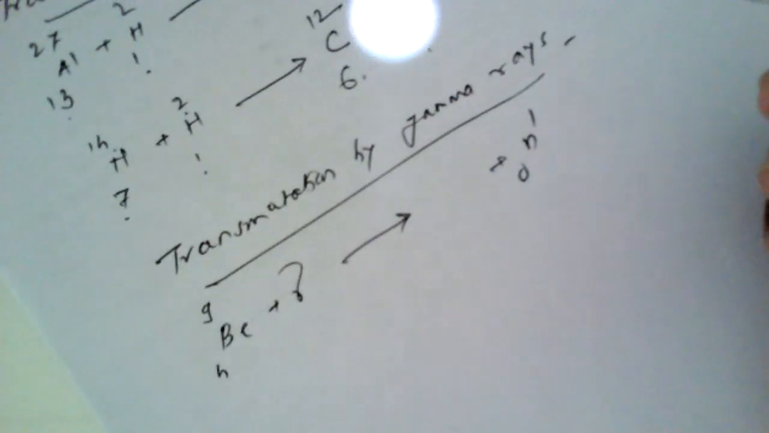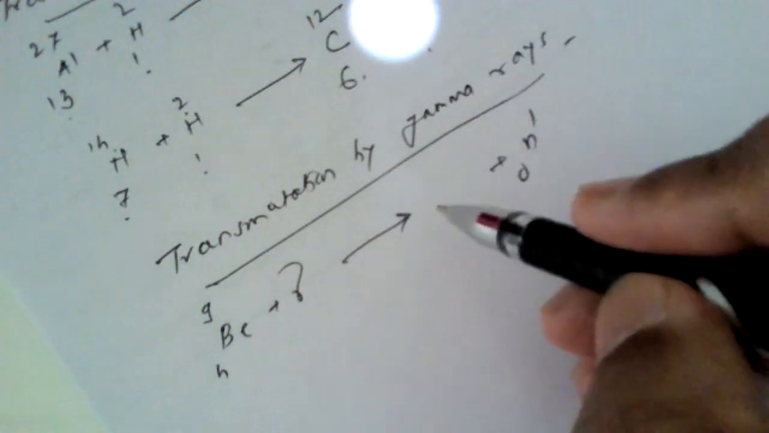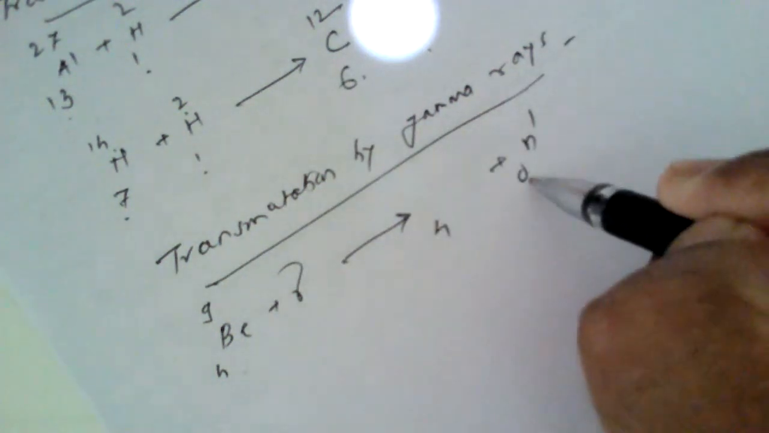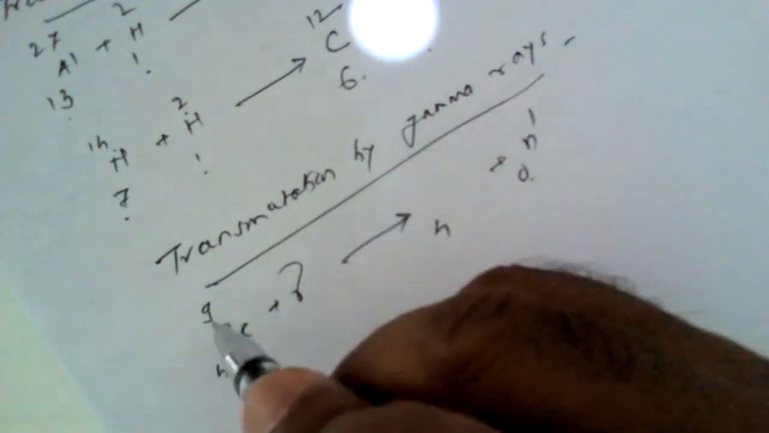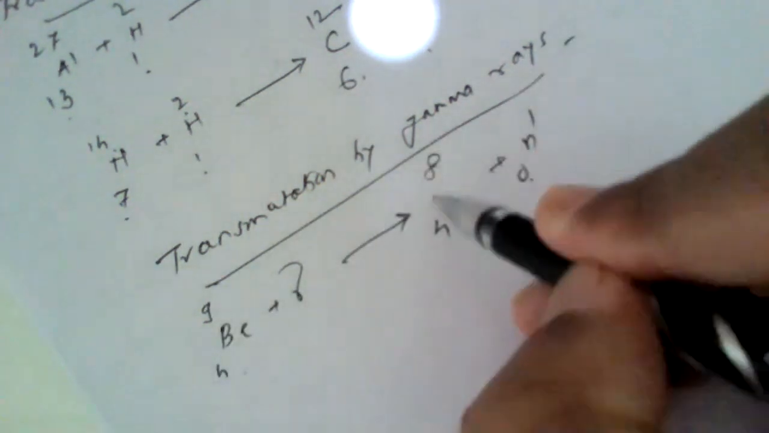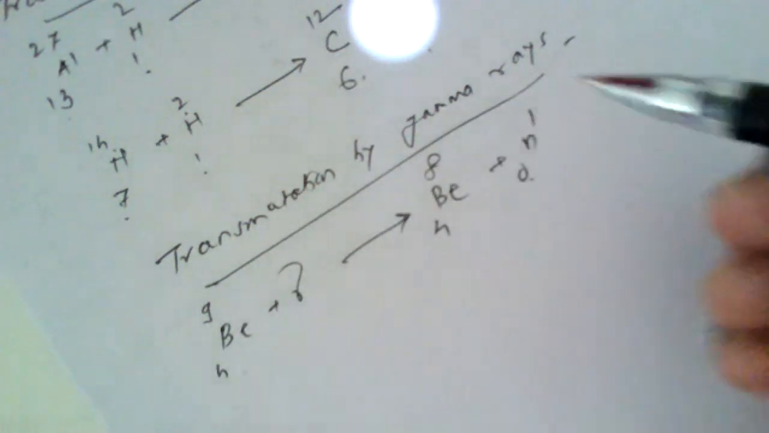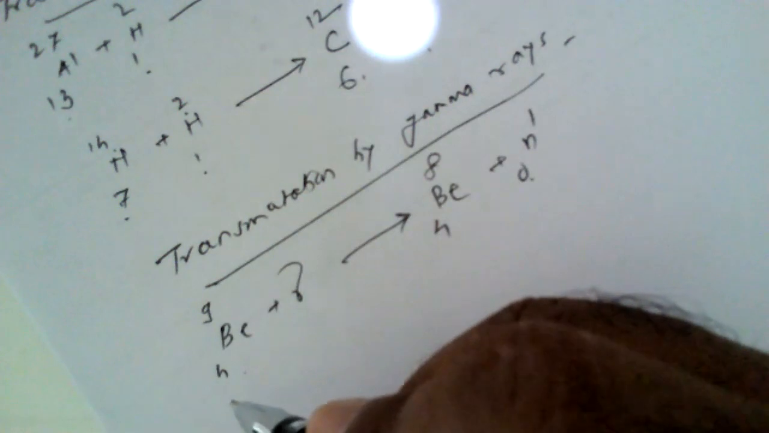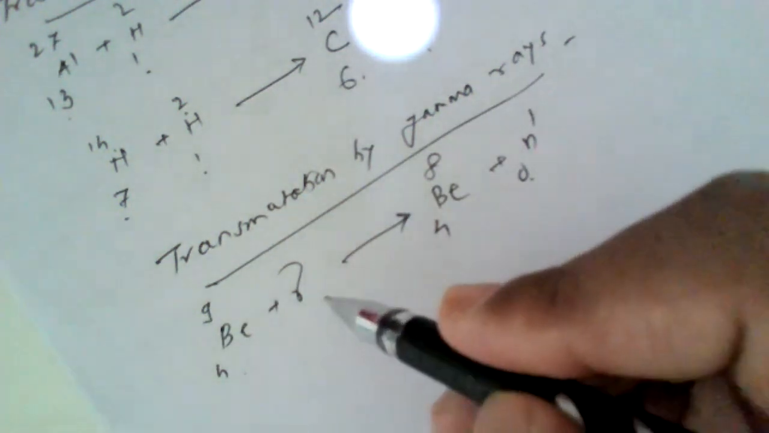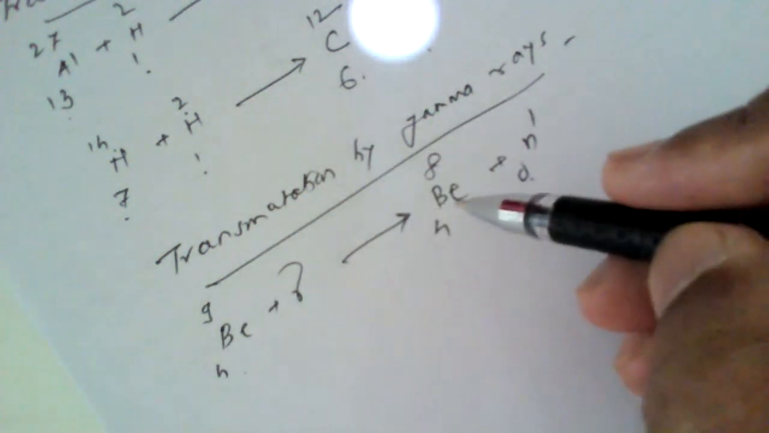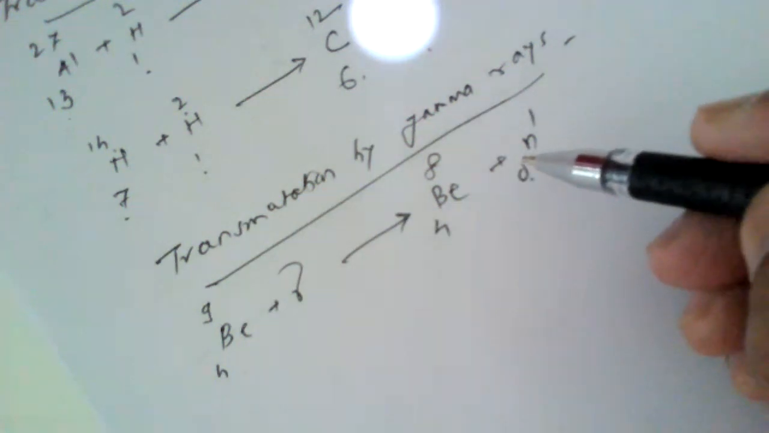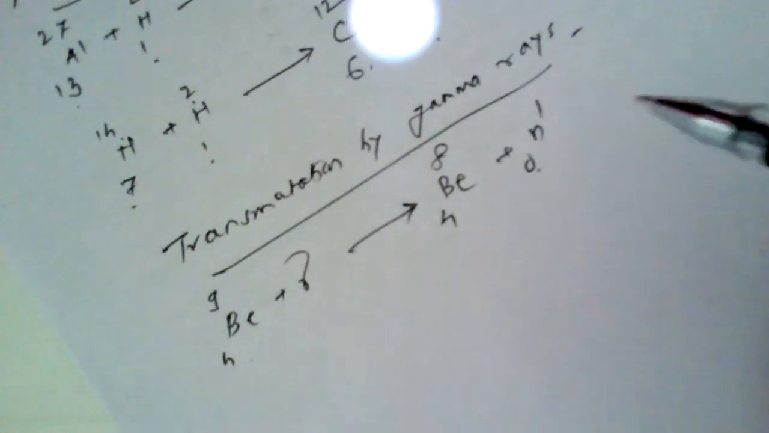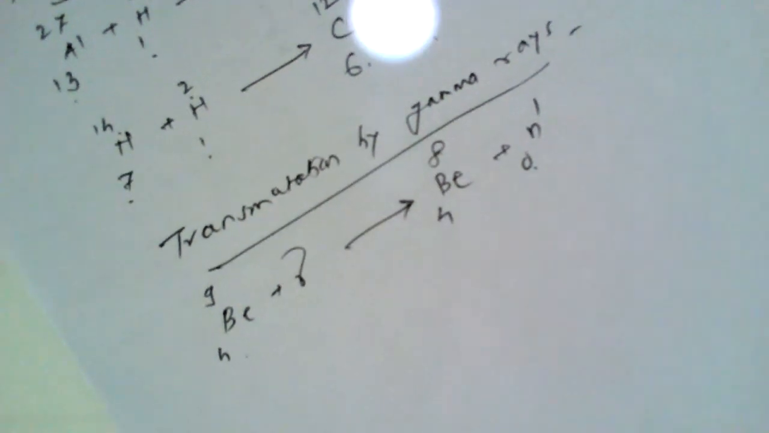Now it is very easy to write. Here again, the atomic number is 4, and 9 minus 1 is 8. Another isotope of beryllium is obtained. So beryllium-9 is a stable nuclide, and by bombarding it with gamma rays, another isotope of beryllium is obtained. So this is how we can arrive at the product of the main reaction.